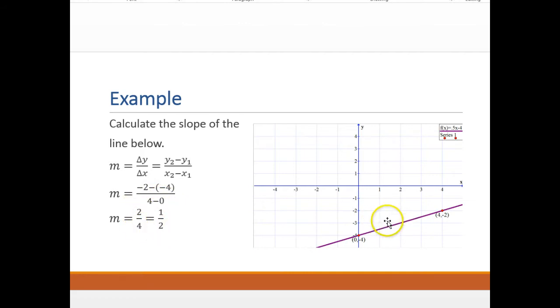The other thing we could do is use our rise over run. We go up 2, and then we go to the right 4, which is 2 over 4, which is 1/2.